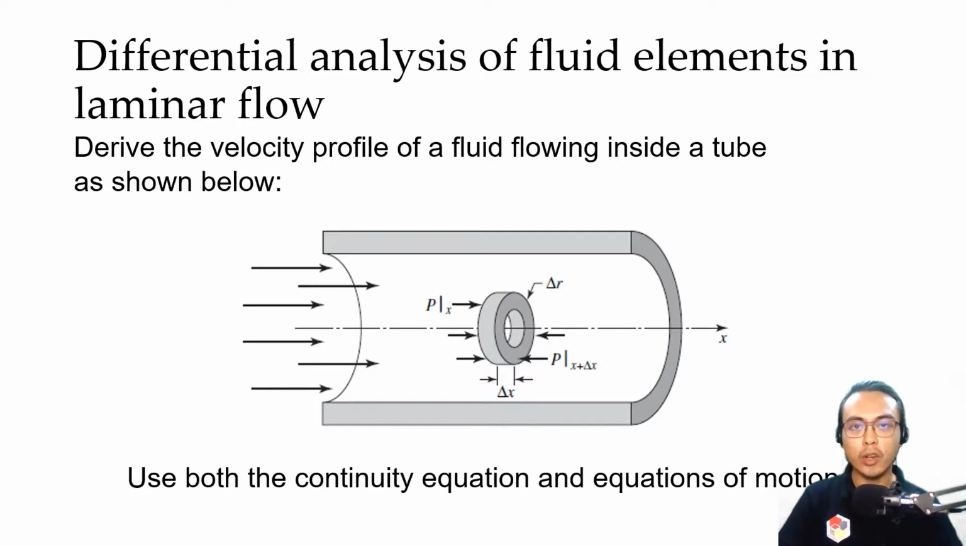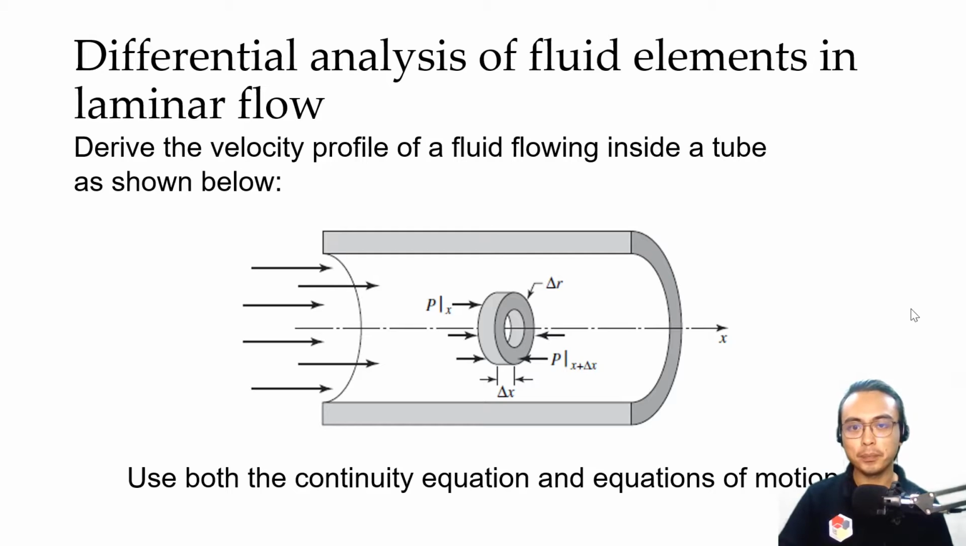So with that, we are ready to derive the velocity profiles of fluid flow in certain conduits using the continuity equation and the Navier-Stokes equations. Let's start with a fluid flowing inside of a tube because that is a very common system that we will repeatedly encounter. We want to use both the continuity equation and the equations of motion to come up with an equation that will describe the distribution of velocity within the fluid flowing inside of the pipe.